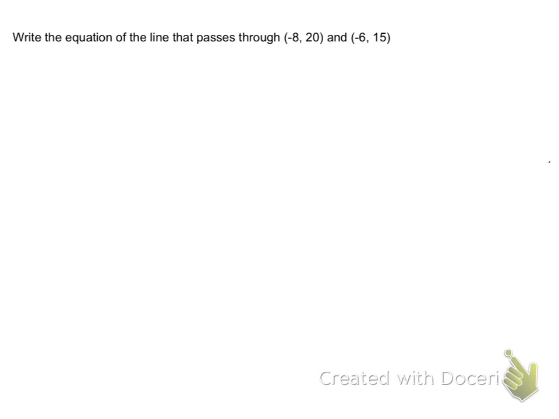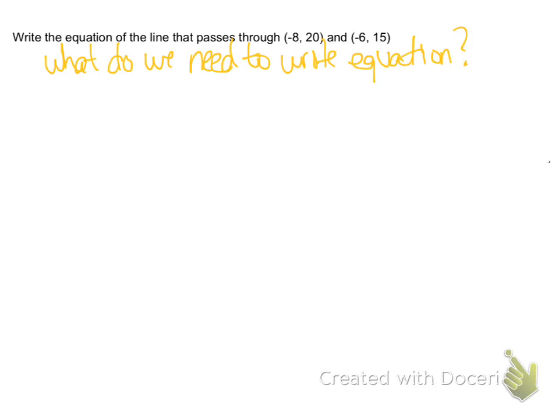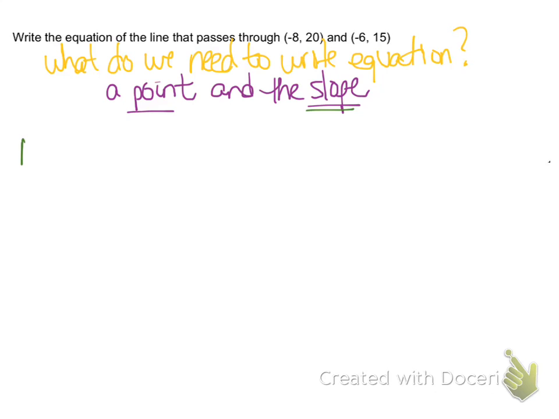Now we need to write the equation of the line that passes through the points (-8, -20) and (-6, -15). But let's think for a second, what do we need to write equations? We need a point and a slope, but we're given 2 points. Well, that's simple enough. We can find the slope. So let's go ahead and do that, the change in y over the change in x.